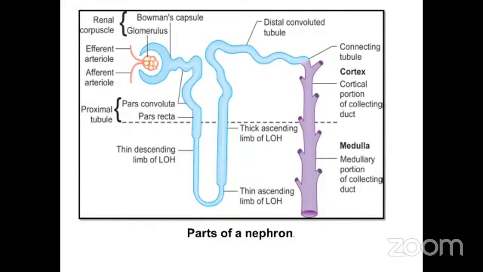Then this is the distal convoluted tubule. The thick ascending limb ends into the distal convoluted tubule, and this distal convoluted tubule then ends into the collecting duct. This is the collecting duct. The collecting duct also has two parts, the cortical portion and the medullary portion.